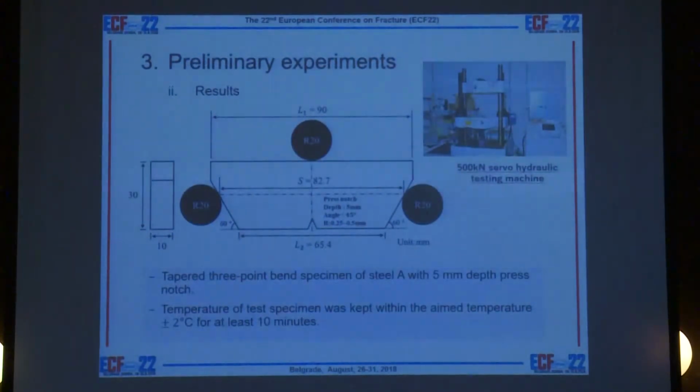Next, I'd like to talk about the preliminary experiment results. The test specimen used was a small-scale tapered specimen with a 5 mm depth press notch. Temperature of the test specimen was kept within the aimed temperature plus or minus 2 degrees Celsius for at least 10 minutes in ethanol and frozen carbon dioxide.